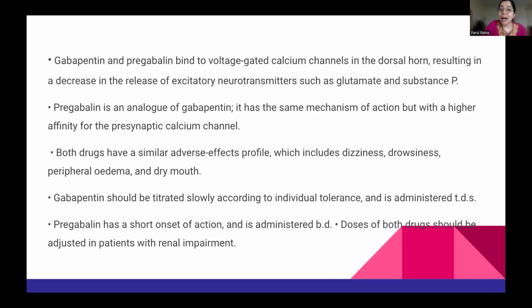Pregabalin has a higher affinity for the presynaptic calcium channel, and they have almost the same side effect profile, which includes dizziness, drowsiness, peripheral edema, and dry mouth. Gabapentin is usually administered TDS and pregabalin is administered BD. We have to remember that in patients with renal impairment, the doses of both of these drugs have to be modified and adjusted.